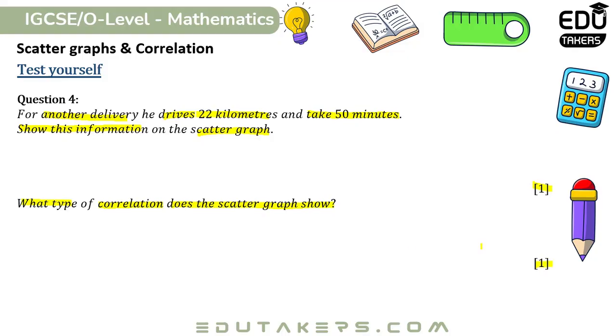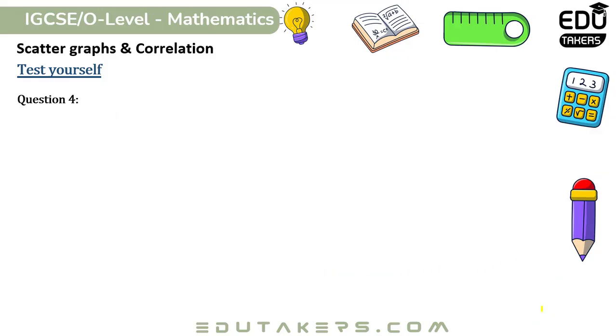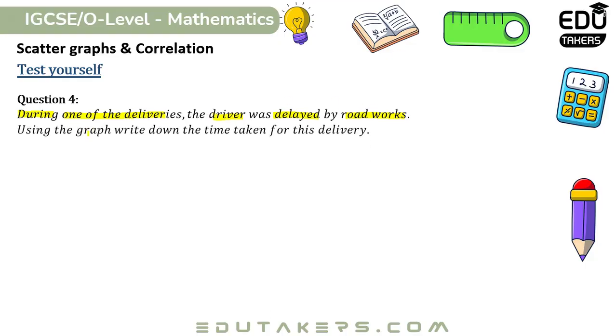Is of 1 mark. The driver has to drive a distance of 10 km for his next delivery. Is of 2 marks. During one of the deliveries, the driver was delayed by road works. Using the graph, write down the time taken for this delivery. Is of 1 mark.